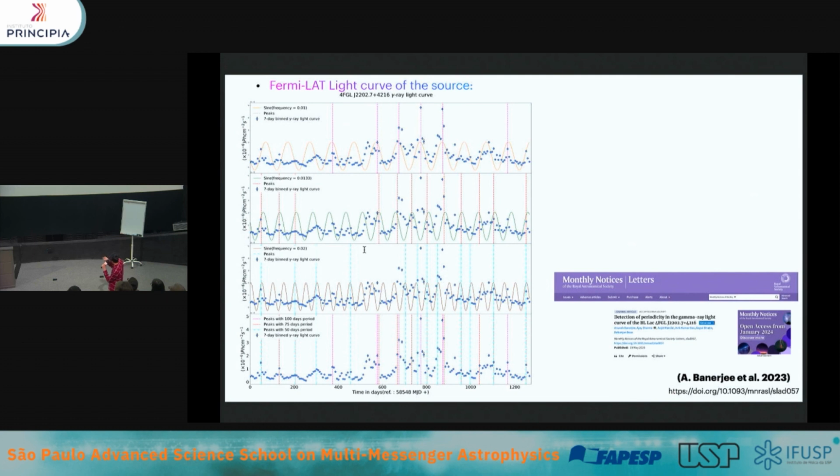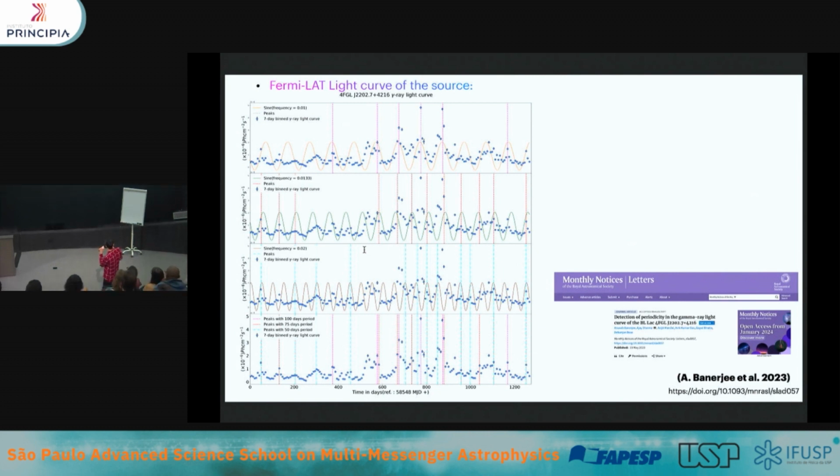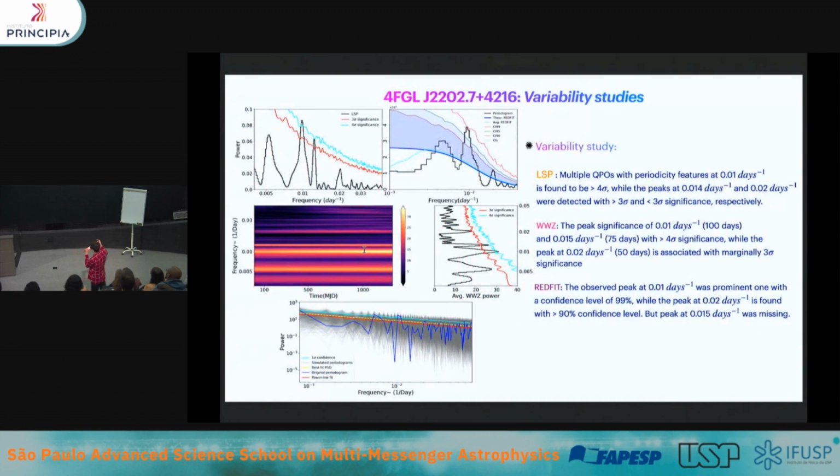As you can see, this light curve is fitted with a sinusoidal function with 3 different frequencies, and the vertical line denotes the peak of this variation in the light curve. This work was recently published in MNRAS Letters, so if you want, you can check it out. Now coming to the variability study.